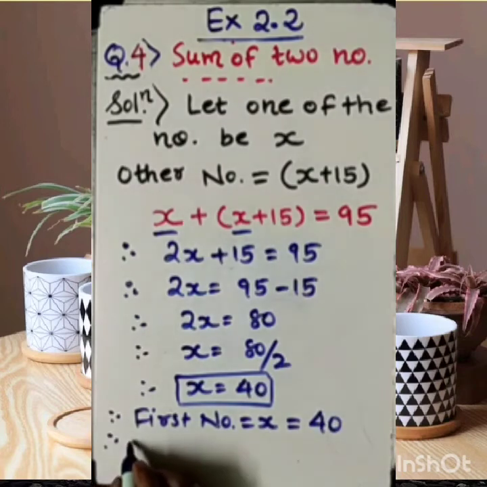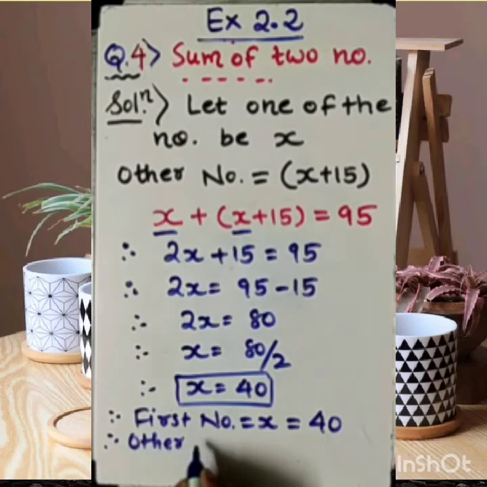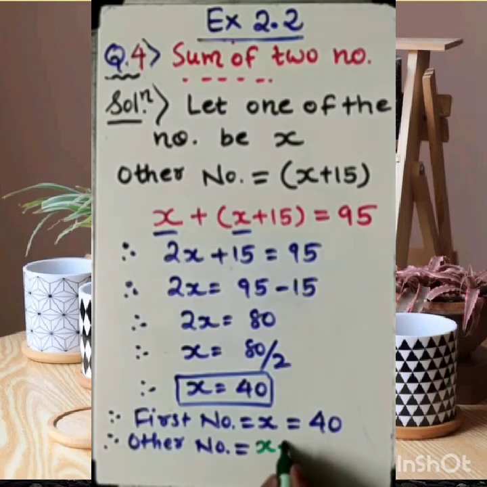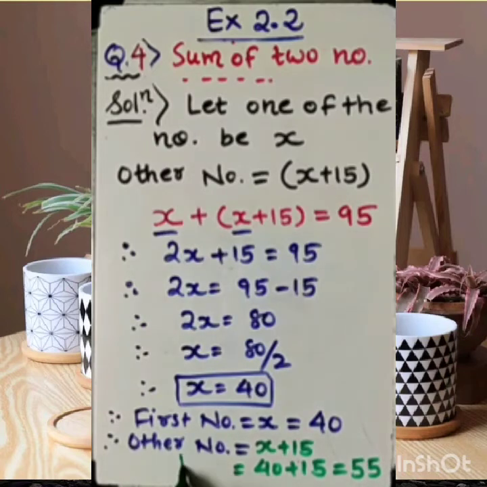Simple. What about the second number? There are two numbers, so we need to mention the other number. As we know, the value of the other number is x plus 15 here. So it is 40 plus 15. You know very well 40 plus 15 gives the result 55. So my dear student, the other number will be 55. First number will be 40 and the other number will be 55. So question number 4 is over.